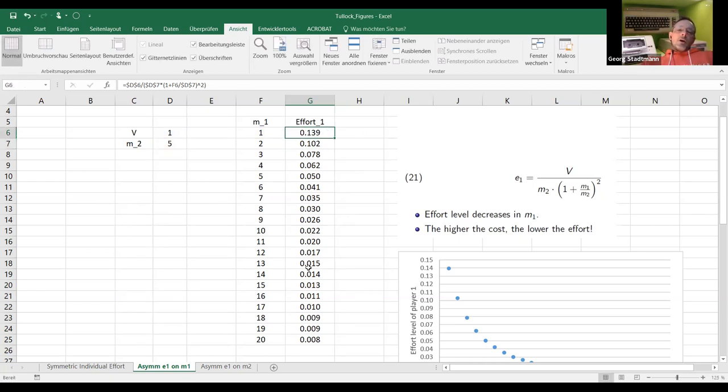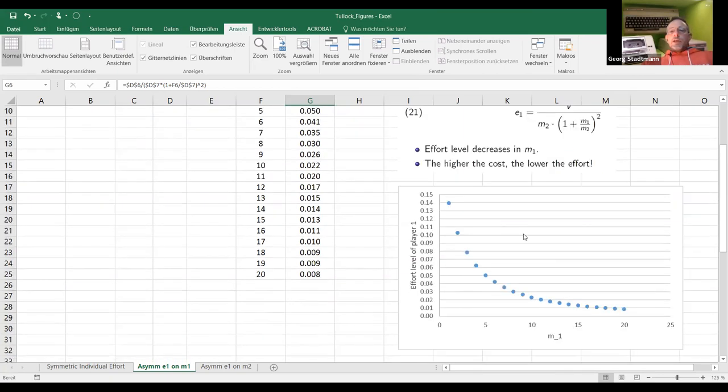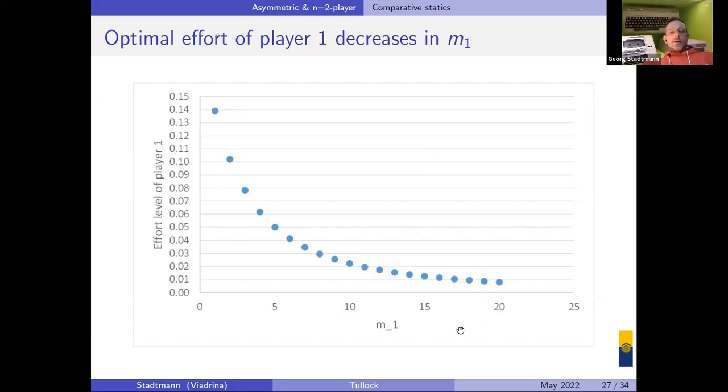Then we plug all the information down and we get this kind of graph here, which indicates that the optimal effort level of player one decreases when the marginal cost increases. Now you know how this graph was created in Excel.